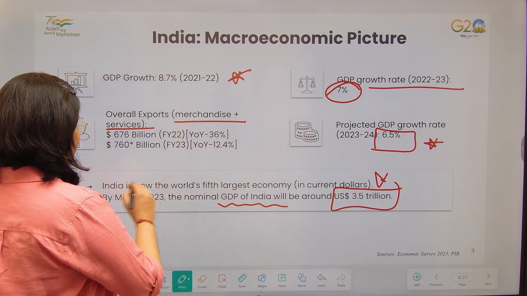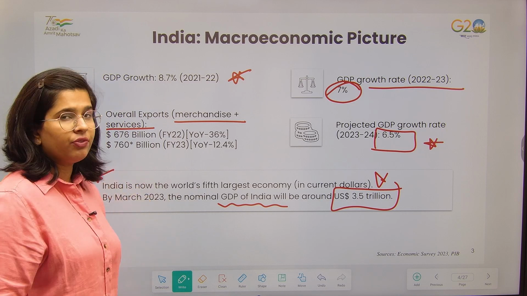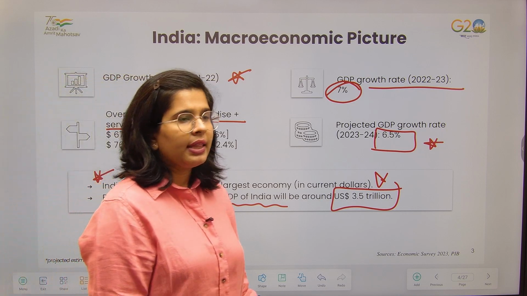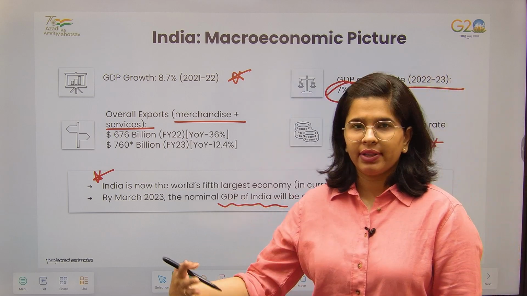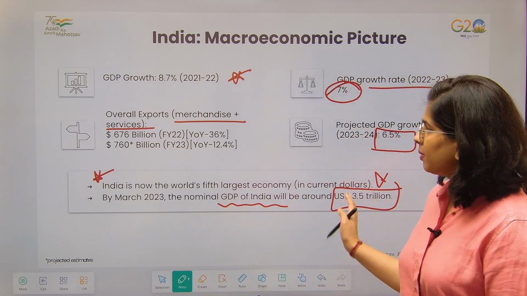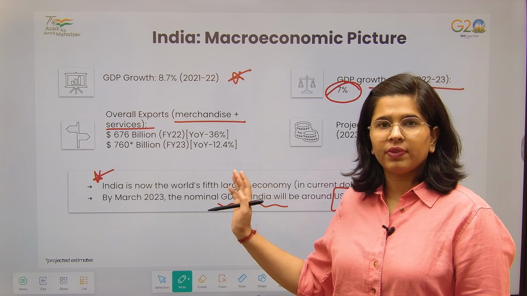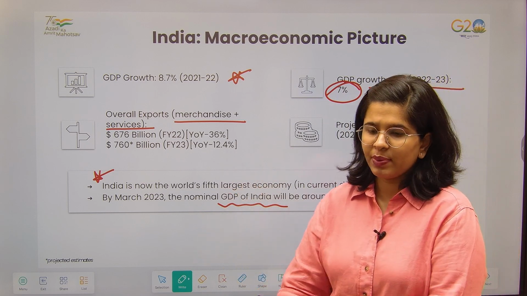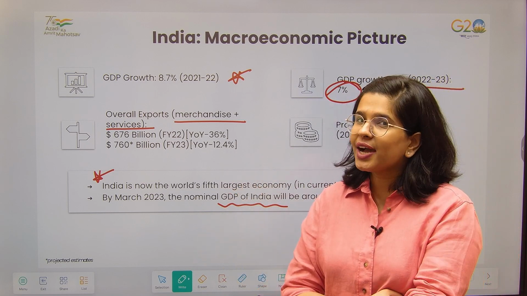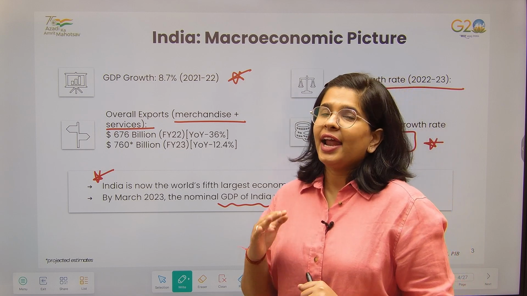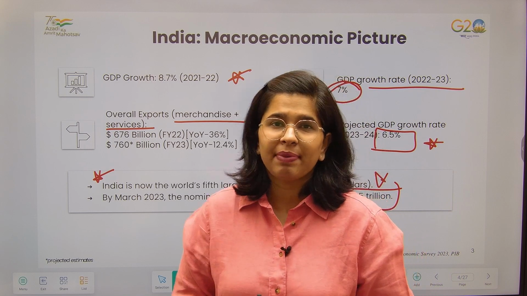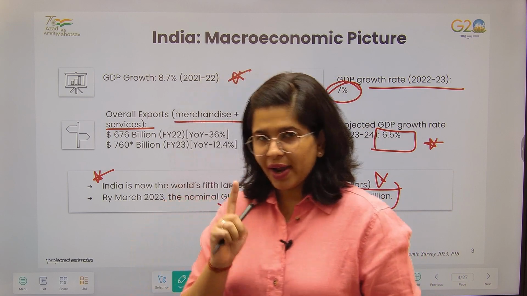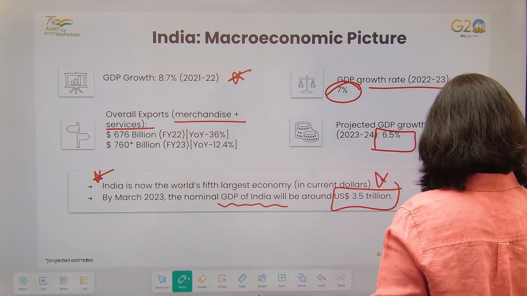What else you have to remember is that India is now the 5th largest economy. There are two things through which economies are checked, to see at what level they are. Number one is obviously on the basis of their GDP, and the other basis is purchasing power parity. So you have to find out and tell me at what level India is in the world as per purchasing power parity.